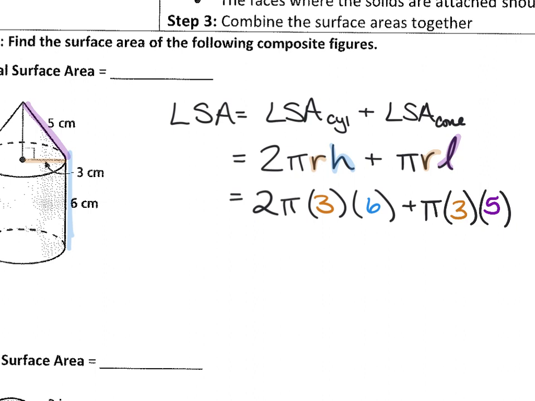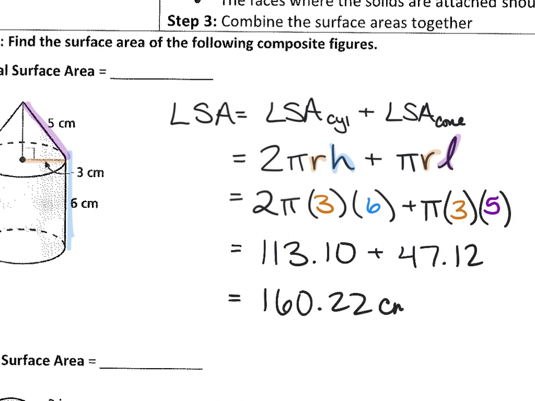We're going to round to 2 decimals, or keep 2 decimals, when we do these problems. So if I put that first bit into the calculator, 2 times pi times 3 times 6, I should get 113.10 when you round. And if I do the second part, pi times 3 times 5, what do we get? 12. Yeah, we're going to keep 2 decimals. Round to the nearest hundredth. So now to do the composite lateral surface area, we're again just going to add those numbers together like it says.